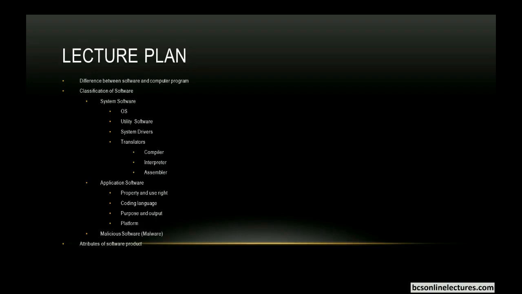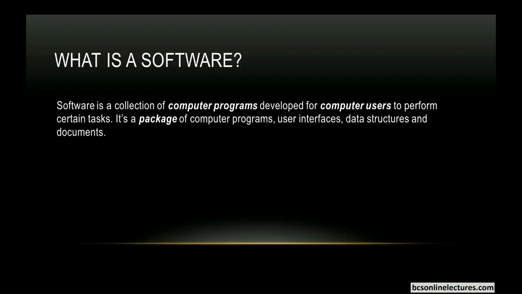Application software we further categorize according to property and user right, coding language, purpose and output, and platform. Then the third categorization of software, we will learn about malicious software, or malware. Finally we will discuss the attributes of software products.